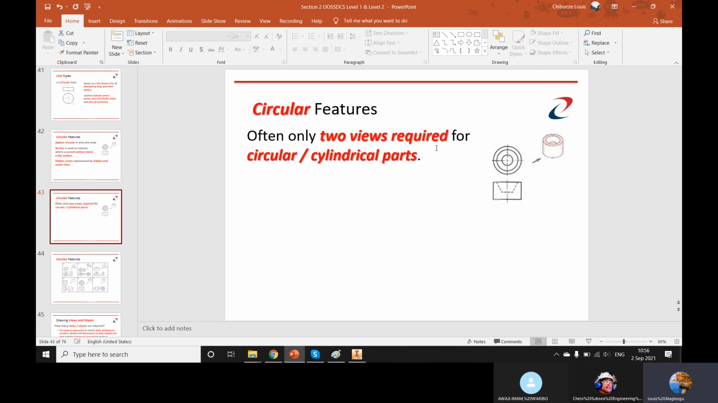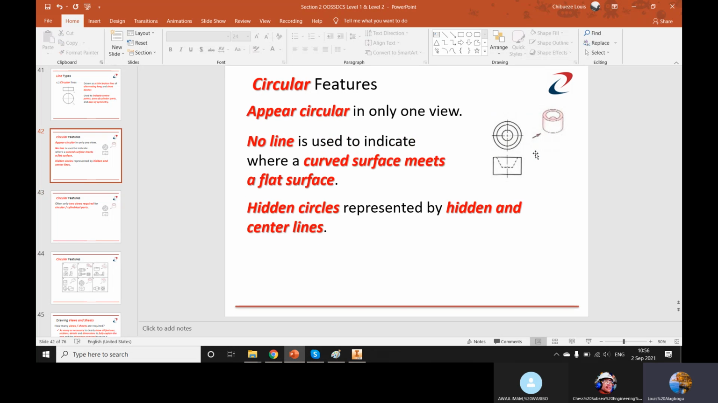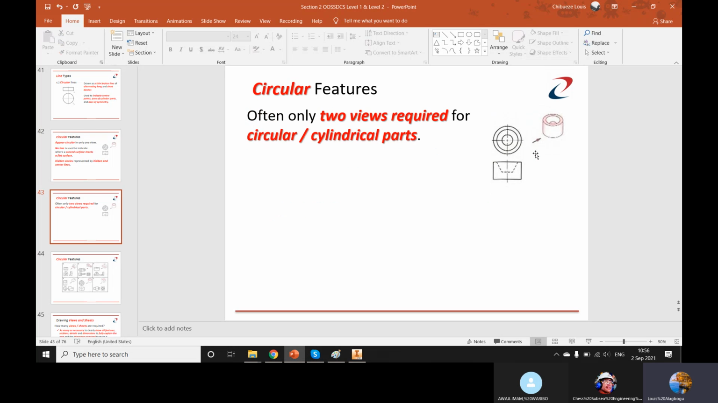Often, only two views are required for circular or cylindrical parts. This is what I was explaining: in some drawings, only 2 views are necessary, like a cylinder, only 2 views. You don't need a 3rd view for that because that's over dimensioned.